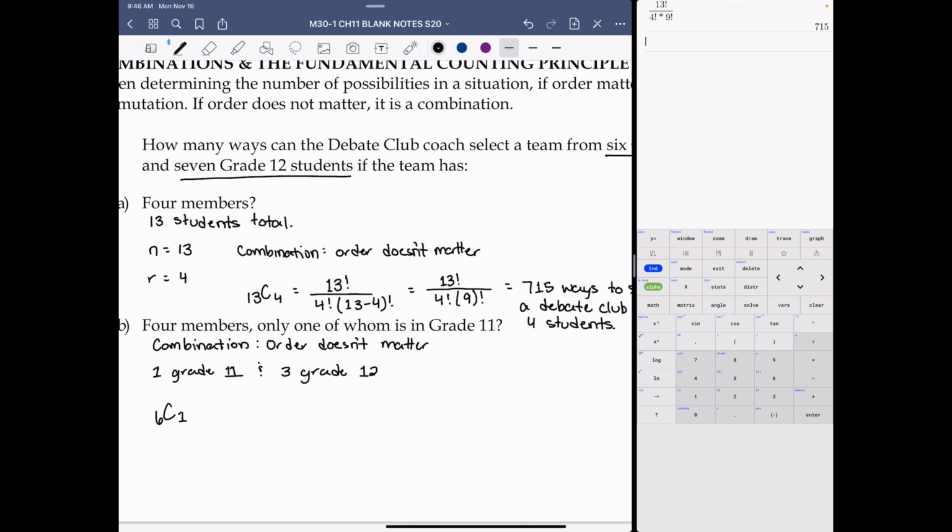6C1. And is going to mean times. We're choosing 3 grade 12s. There was 7 grade 12s to choose from, so 7C3.